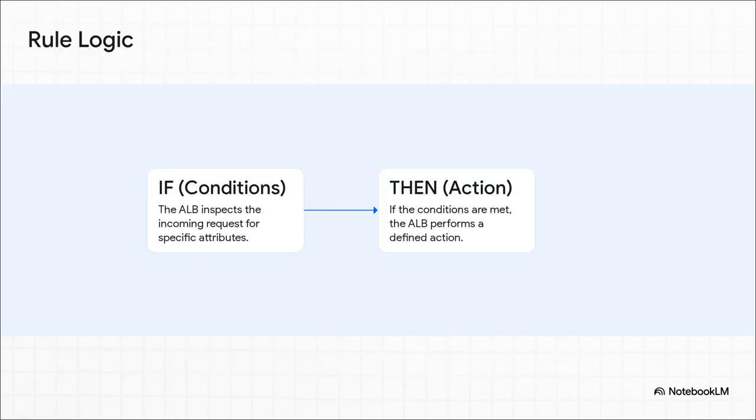And here's the crucial part, the thing to really remember. Every single one of these rules boils down to a simple if-then logic. If an incoming request looks a certain way, then do this specific action. That's it. This simple structure is what makes it so incredibly flexible and powerful.